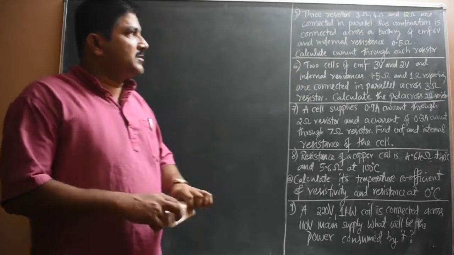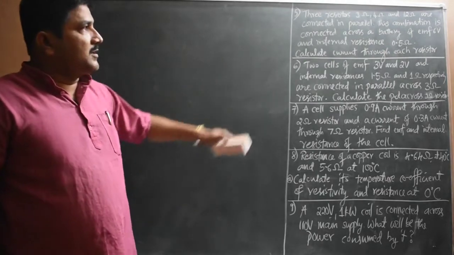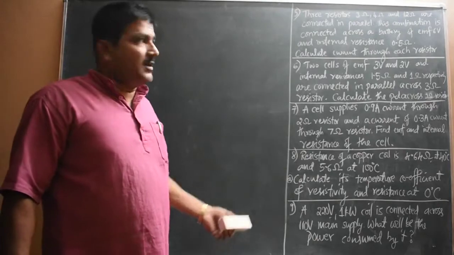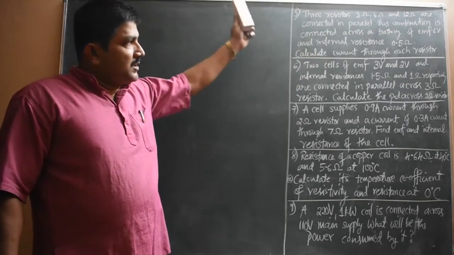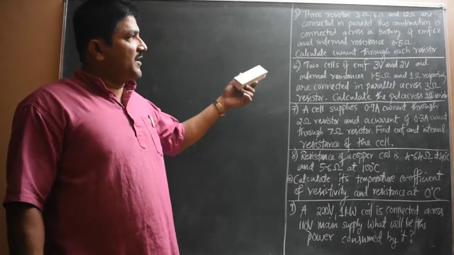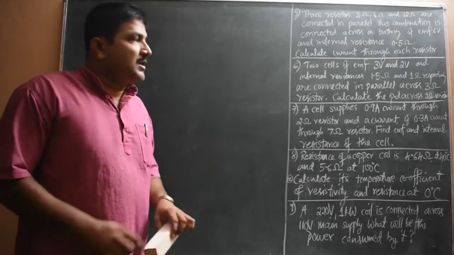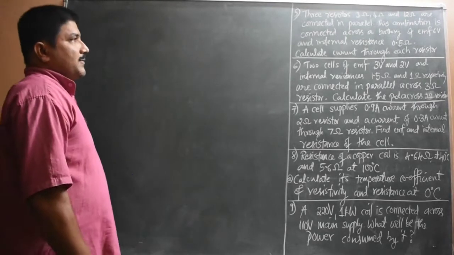We have to find out the effective resistance, then we have to find the current drawn from the cell or battery, and then you have to find out the potential difference or terminal PD of the cell. Then we have to find out the current through each resistor. So to understand it better, let me put the diagram for this problem.